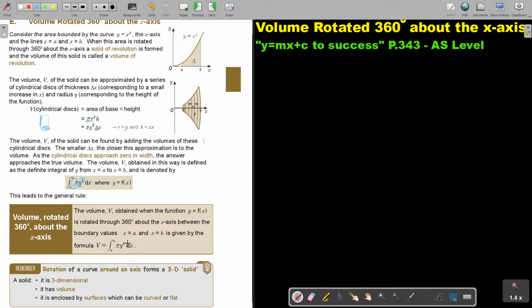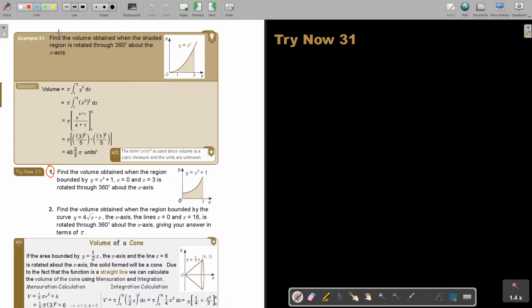Okay, let's try an example. Find the volume obtained when the shaded region is rotated through 360 degrees about the x-axis. So the volume is pi and then the function squared, between 3 and 1. Leave pi in front, it's a constant, so it can move to the front. Don't forget to take your function and square it. And now you integrate: plus 1, divide by that. Leave pi in front, between 3 and 1.